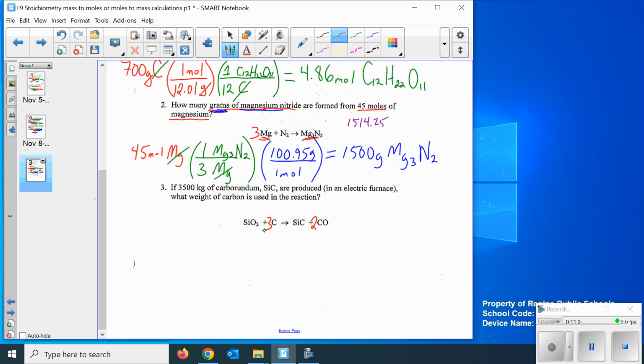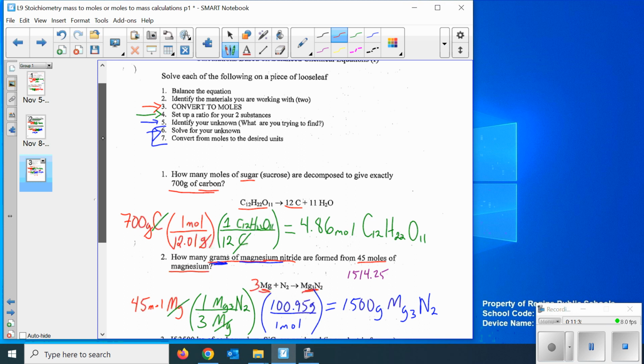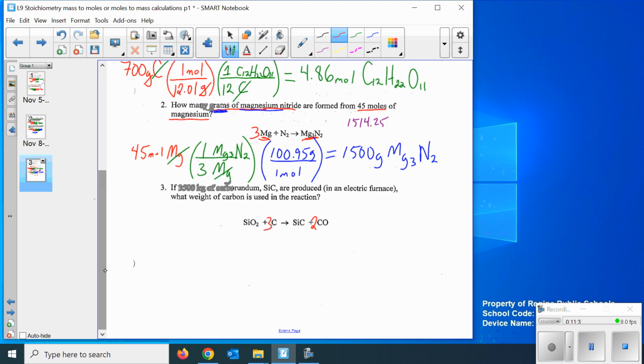Don't be discouraged if it takes you 3 or 4 minutes sometimes to do these balancings. That's it. Okay. Materials I'm working with, convert to moles. Okay.